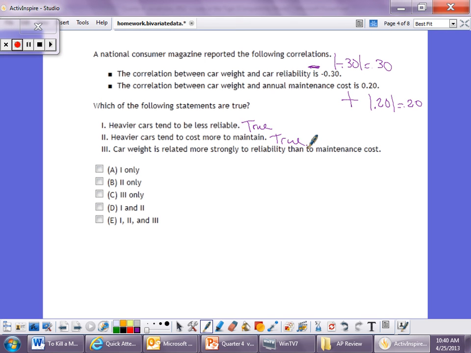And statement 3, car weight is related more strongly to reliability than to maintenance. Reliability has a 0.3 as an absolute value. Maintenance has a 0.2 as an absolute value. 0.3 is closer to 1 than 0.2. Therefore, maintenance is less related. Reliability is more related than maintenance. This is also a true statement. So I'm looking at numbers 1, 2, and 3, which is letter E.